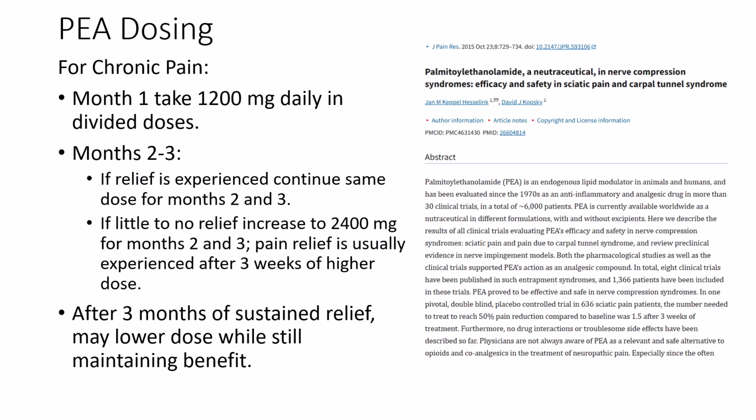After taking PEA and getting significant pain relief for 3 months, you can try lowering the dose. At that point, you test to see how low of a dose will maintain the same level of relief. If you have not gotten significant relief after 3 months of taking PEA, then it's probably not going to help you, so you can stop taking it.